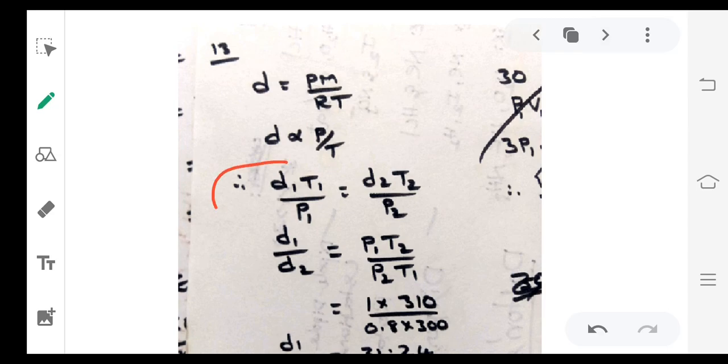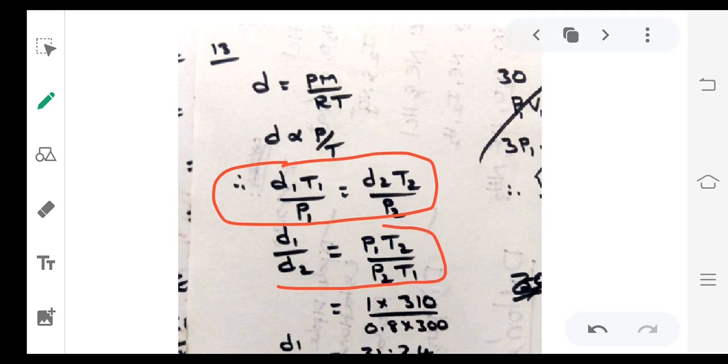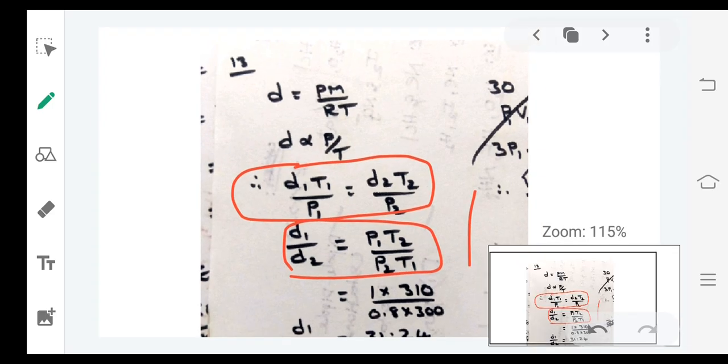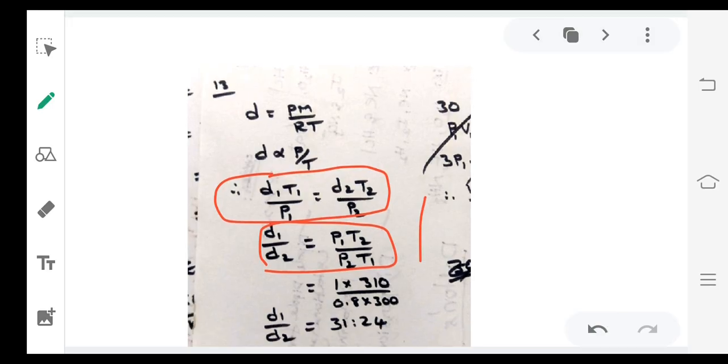So D1 T1 by P1 equals D2 T2 by P2. So D1 by D2 equals P1 T2 by P2 T1. Now if you substitute the given values, you will get 31:24 as the answer.